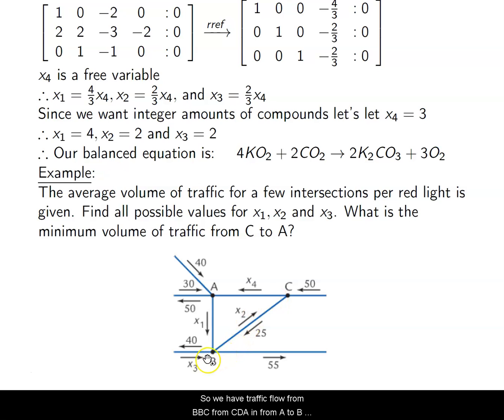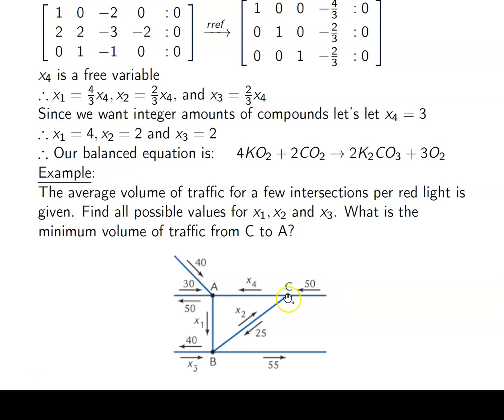So we have traffic flow from B to C, from C to A, and from A to B. What we're interested in is the minimum amount of traffic from C to A. So we want to know what's the smallest value x4 can be, right? We're not going to be able to figure that out until we're done solving all of these values for x1, x2, x3, x4.